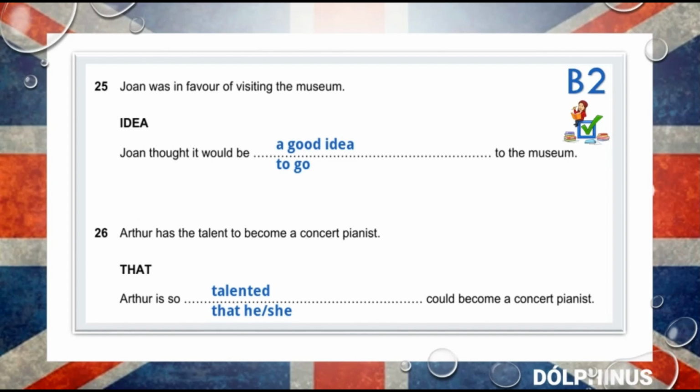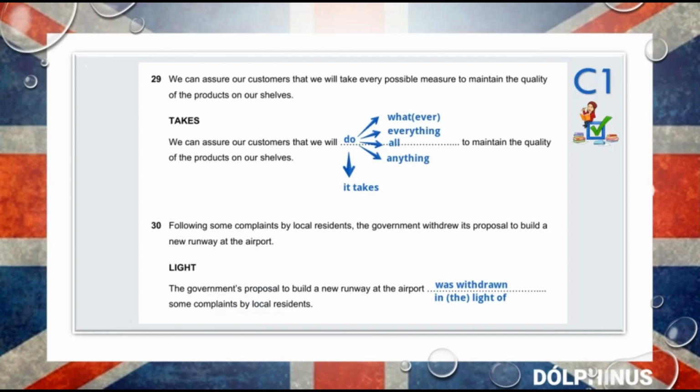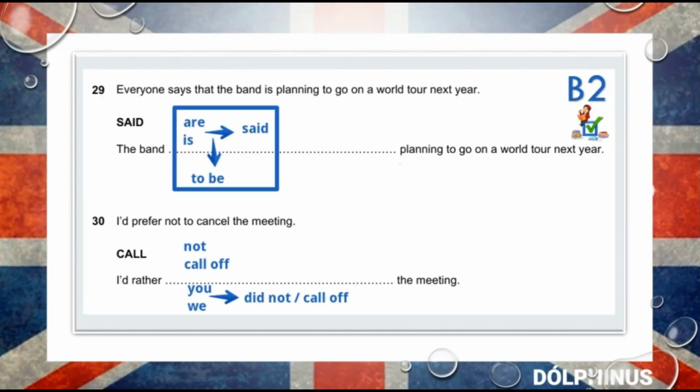B2 are shorter and you have to write from 3 to 5 words. However, C1s are longer, having to write from 3 to 6 words. And as always, B2 uses basic grammatical rules and C1 are more complex. Let's have a look at the passive, as this grammatical structure appears in both B2 and C1.